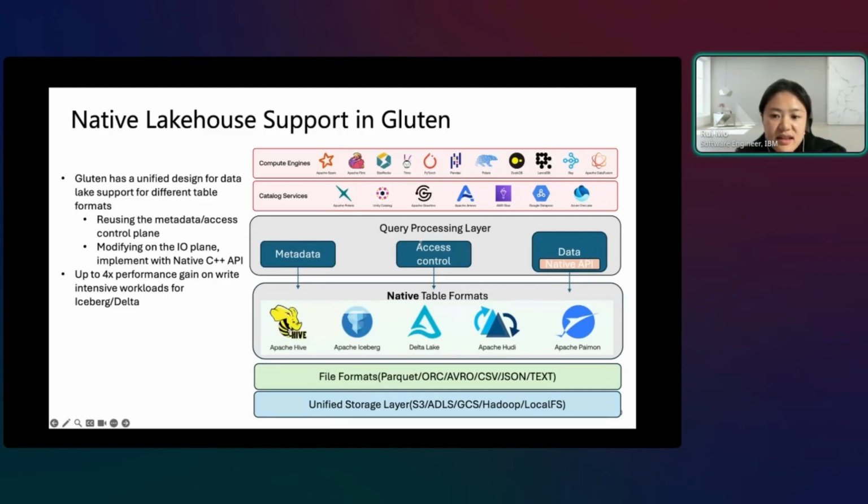Overall, this native lakehouse design enables us to reuse the upper layer control plane while significantly improving the I/O performance as a storage layer.